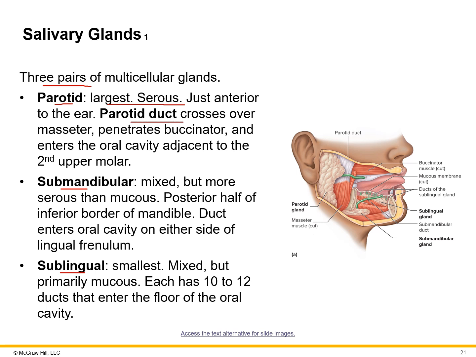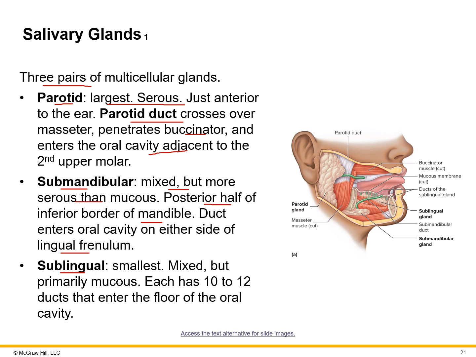That parotid duct crosses over the masseter, one of the main muscles used for mastication, goes into that buccinator, and then into the oral cavity around our molars. Then the submandibular has a mixed type of gland, but a little bit more serous than mucous. So the posterior half and the inferior border here of the mandible is where we find it. And then the duct enters on either side of the lingual frenulum.